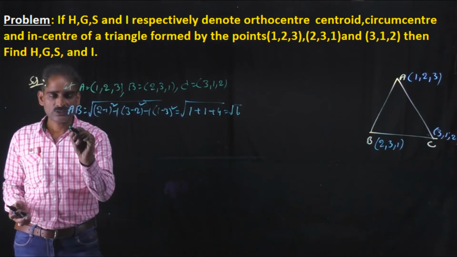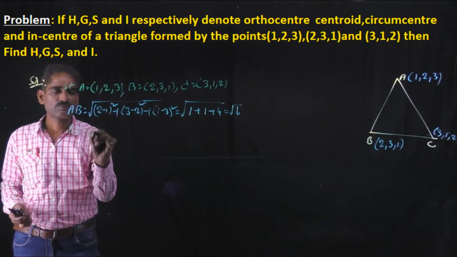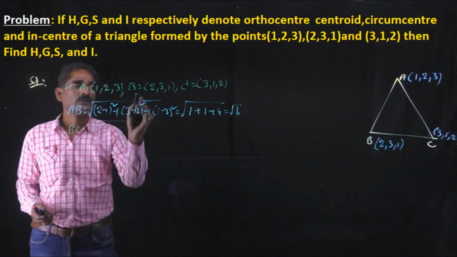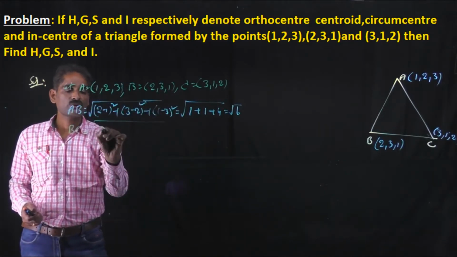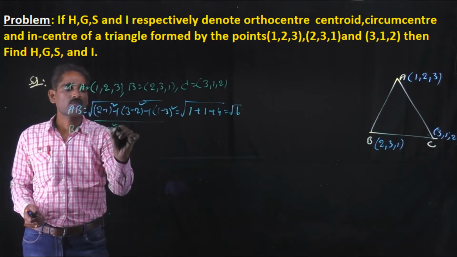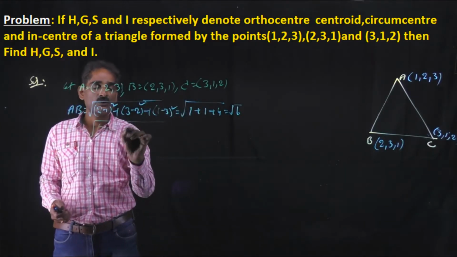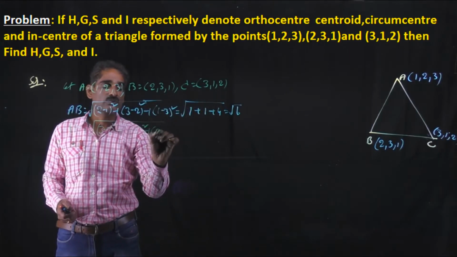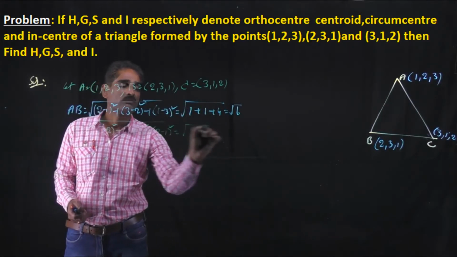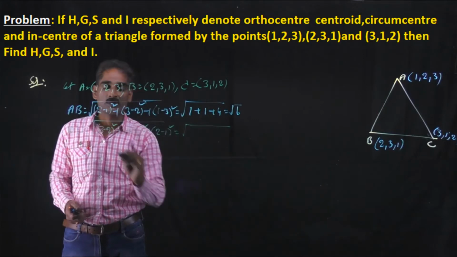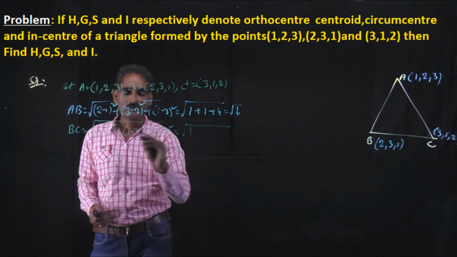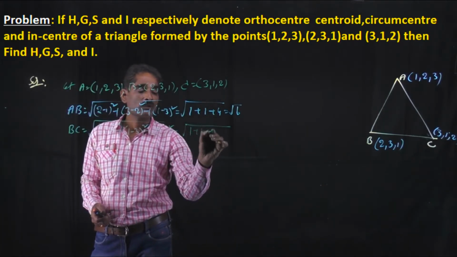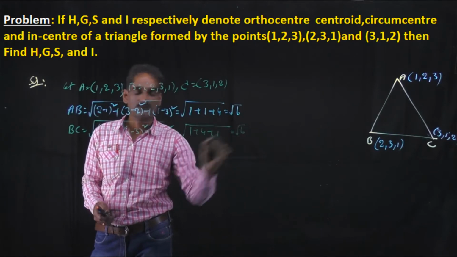Next, find out the length BC. BC: 3 minus 2 whole square, 1 minus 3 whole square, 2 minus 1 whole square. 1 square is 1, 2 square is 4, 1 square is 1, that is equal to root 6.